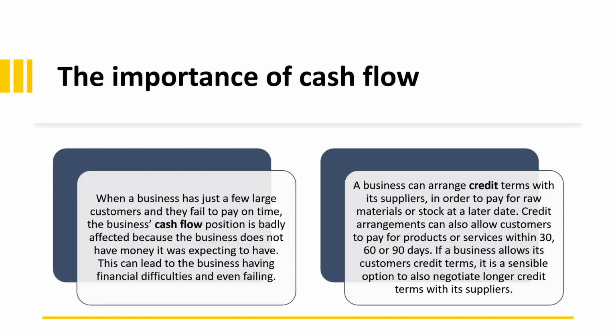A business can arrange credit terms with its suppliers in order to pay for raw materials or stock at a later date. Credit arrangements can also allow customers to pay for products or services within 30, 60, or 90 days. If a business allows its customers credit terms, it is a sensible option to also negotiate longer credit terms with its suppliers.